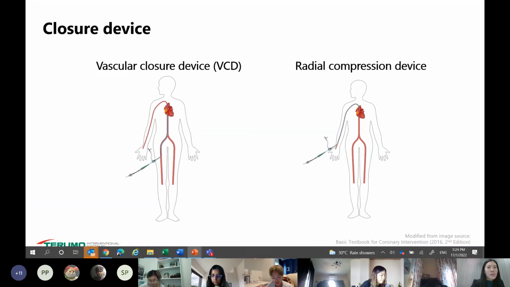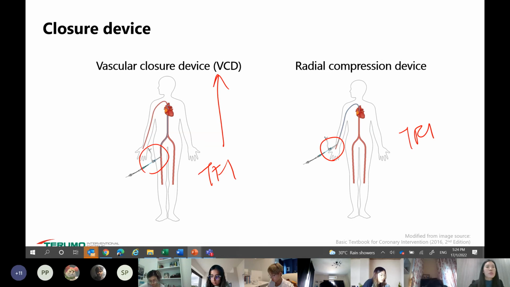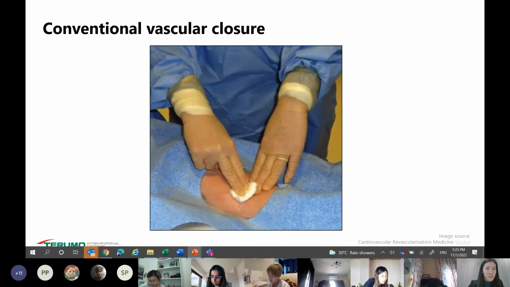Again, for femoral access, TFI versus TRI, they use different concepts for closure. So for TFI, what you usually use as closure is called a vascular closure device. And for TRI, it's called a radial compression device. So as I mentioned, conventional vascular closure for femoral is typically by manual compression. So the medical staff, it could be nurses, technicians, young fellows, we have to put pressure on the femoral artery for the patients, maybe for a few hours. It could be up to 4 hours or so, depending on the patient condition, so that the bleeding will stop.